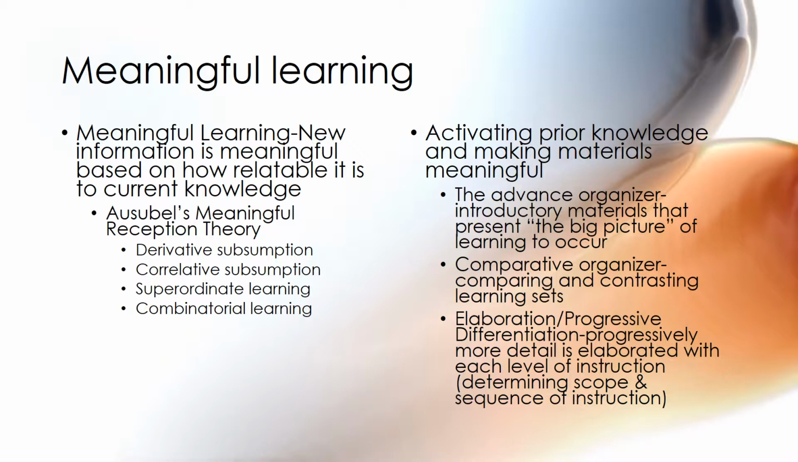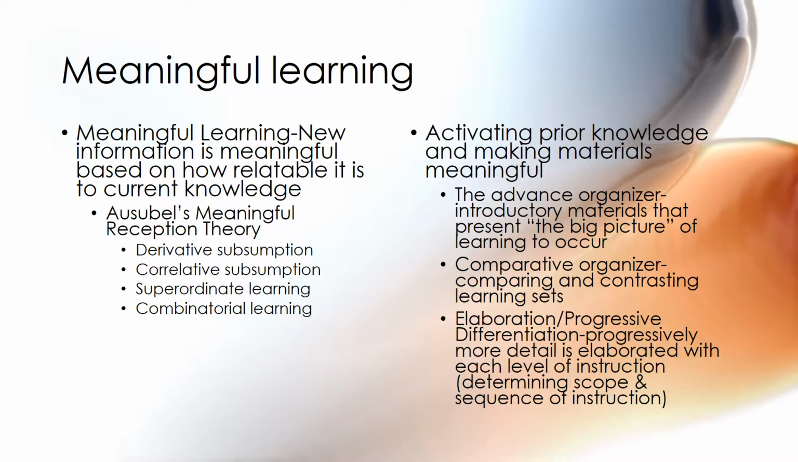So derivative subsumption would be if a student had learned a basic concept of a tree. They know trees have a trunk that grows into branches and has green leaves on the end of the branches. Then a student is taught about a willow tree. The concept of the tree remains the same while adding another example of a type of tree.